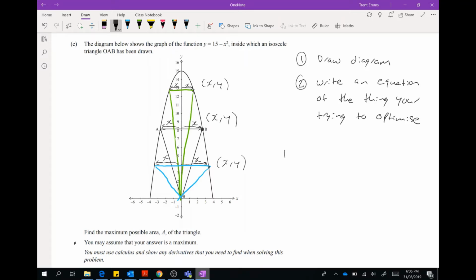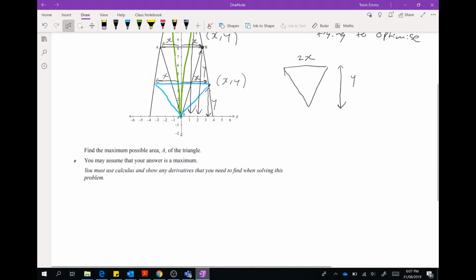So the base, let's just draw it out here. Base is going to be 2x for any of these triangles, and the height of the triangle, well, if we look at the little blue triangle down here, the height of that triangle is just from the base up to the graph, so it's just the y value of the graph at that point. Same with this one, up to there it's just the y value, and up to here on the green one it's just the y value of the graph. So the height is y.